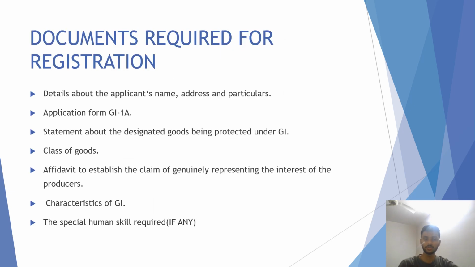Documents that are required for registration. Details of the applicant's name, address and particulars are required. Then the application form GI-1A is required. A statement about the designated goods being protected under GI. Class of goods is required. An affidavit to establish the claim of genuinely representing the interest of the producers. Then the characteristics of the GI. Special human skills are required, if any is possible.